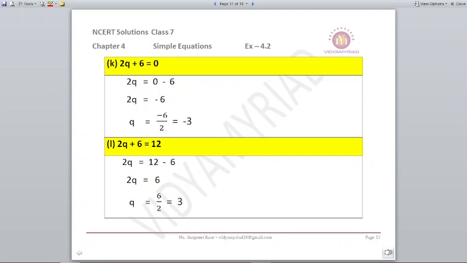Next, 2q plus 6 is equal to 12. So again plus 6 will move to the other hand side. So 2q is equal to 12 minus 6. So what is 12 minus 6? 6 only. So 2q is equal to 6. Now 2 is in the numerator. In the case of 2q, I have to remove 2 from there. When I shift that 2 to the other side or to my right hand side, I will take it to the denominator. So q is equal to 6 upon 2, which is equal to 3.